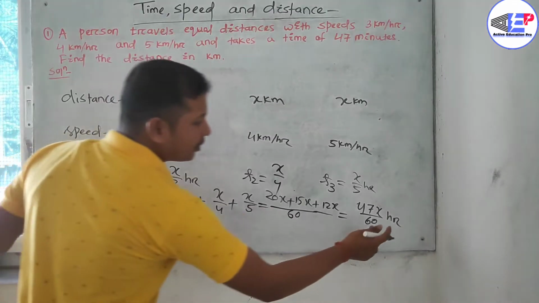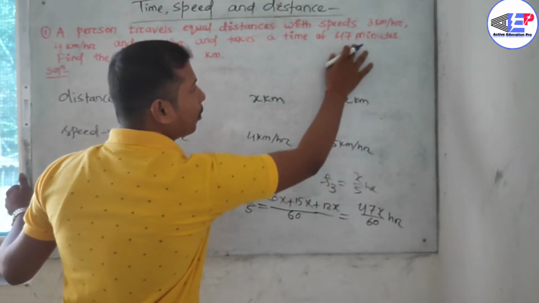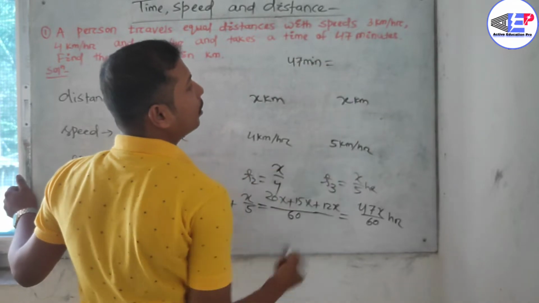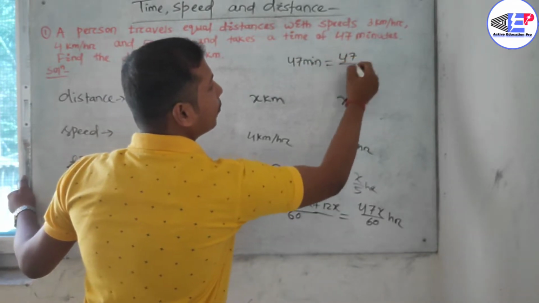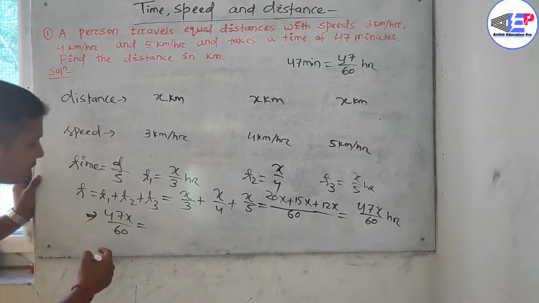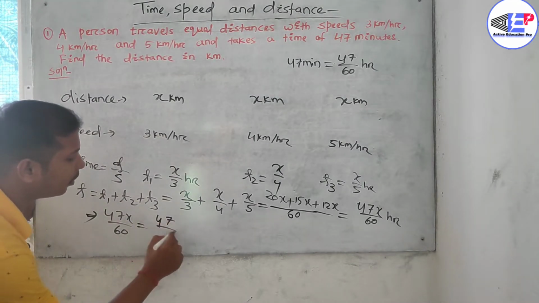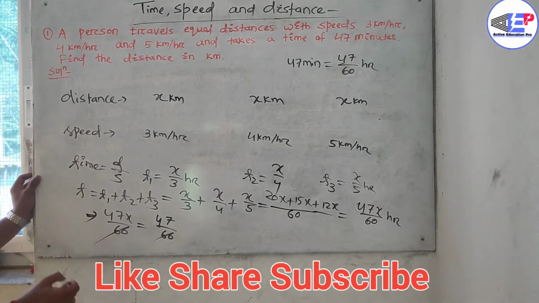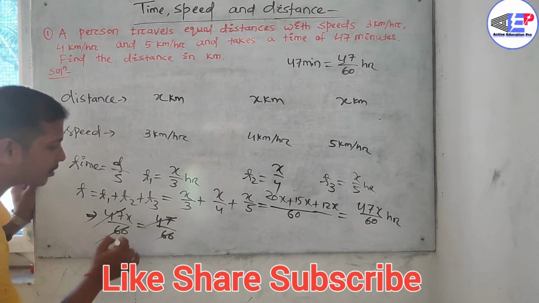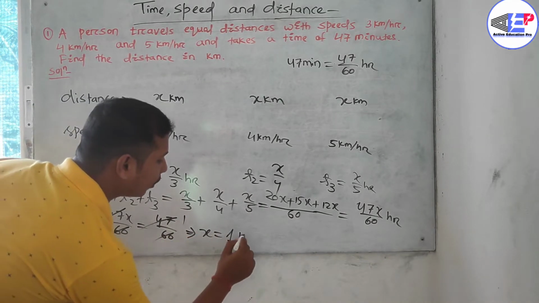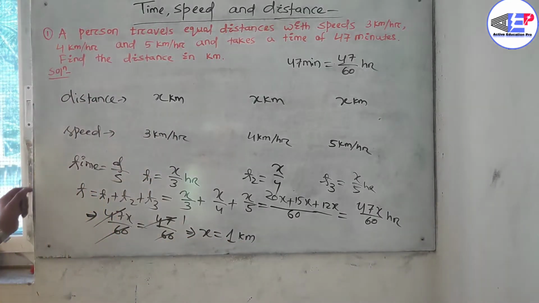Here the time is in hour. So we have to convert this 47 minutes to hour. It will become 47 by 60 hour. Now 47x by 60 will be equal to 47 by 60. 60 will be cancelled in both sides and here 47 will be cancelled. So x becomes 1 kilometer.